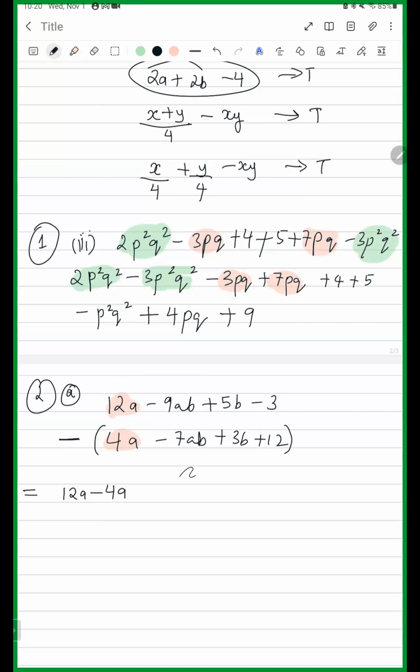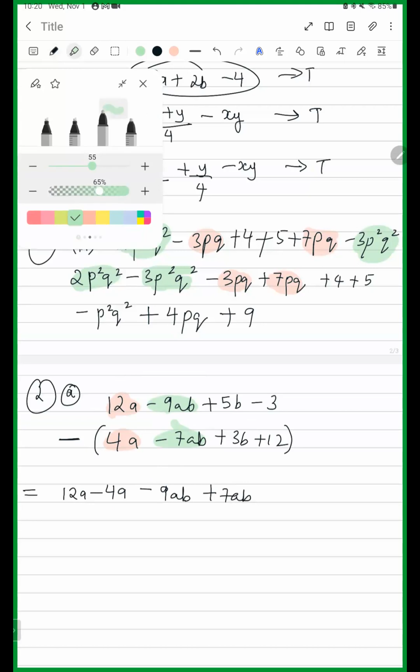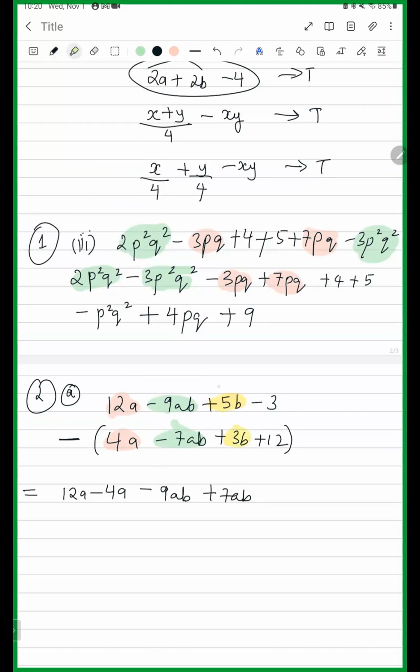Then minus, then we will do one thing. Then we will write this term and then this term. Okay, so minus 9ab plus 7ab, then plus 5b minus 3b, very good. Then minus 3 minus 12. Very good. So this becomes what?